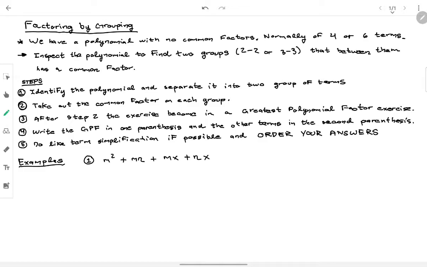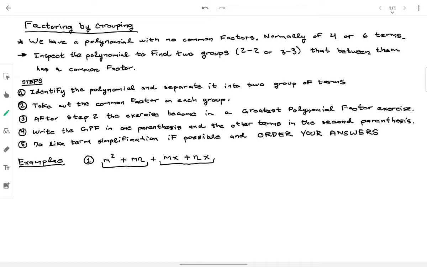So let's see the first exercise. In this exercise, we have a polynomial composed of 4 terms, and I cannot take out a monomial common factor of all of them. So I need to separate it into two groups of terms. I can separate these two terms that have x and these two terms that do not have x. And then we need to take out the greatest monomial factor of each group of terms.